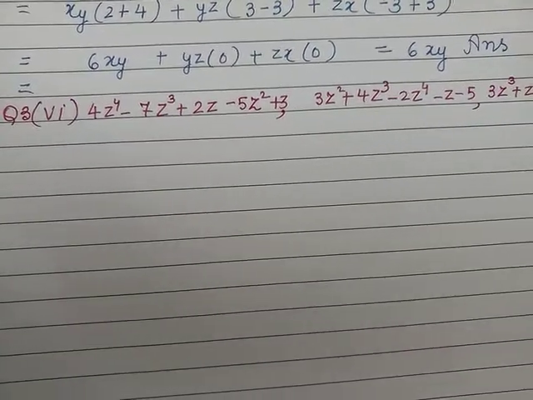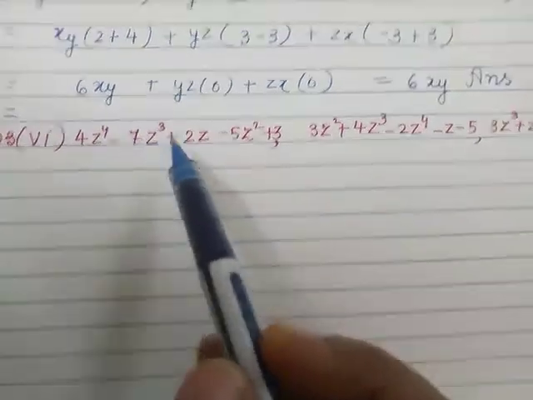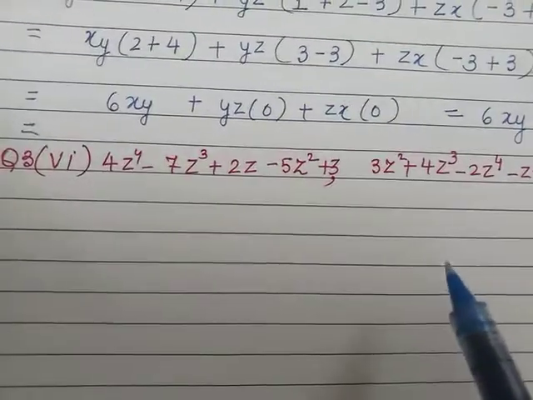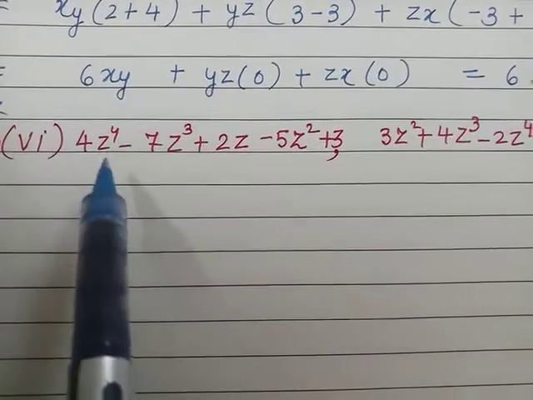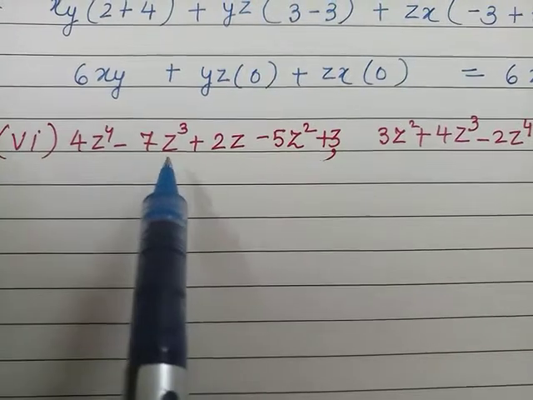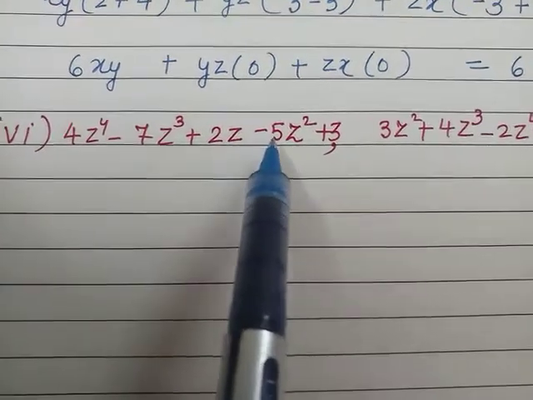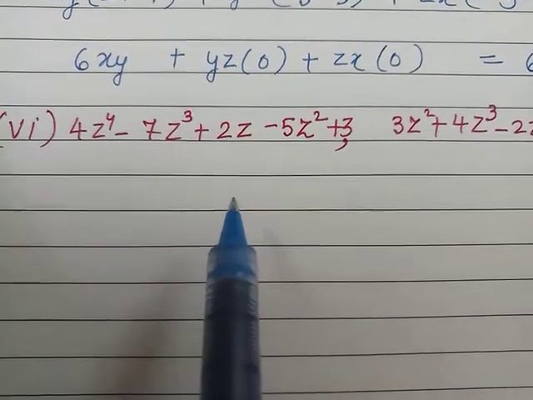Now we start with question number 3, sixth part. We are given with these three expressions and we need to add them. Now I'll tell you how to add vertically. See, we have 4z to the power 4 minus 7z cube plus 2z minus 5z square, and the last is the constant term, that is plus 3.